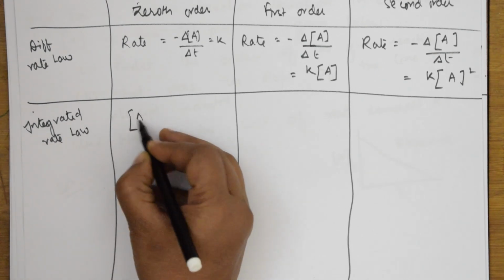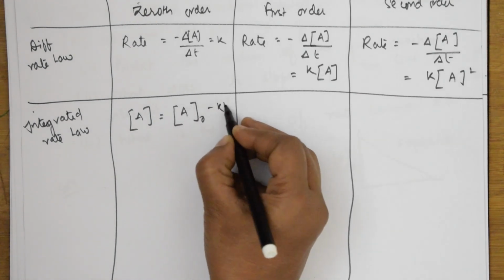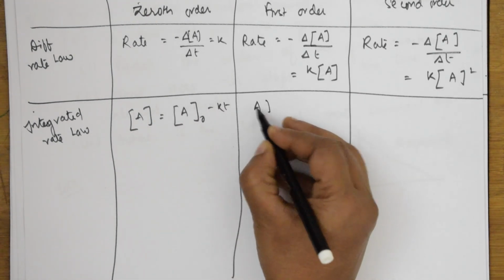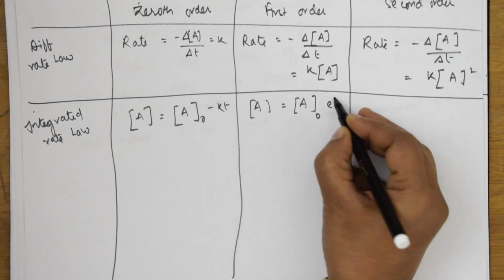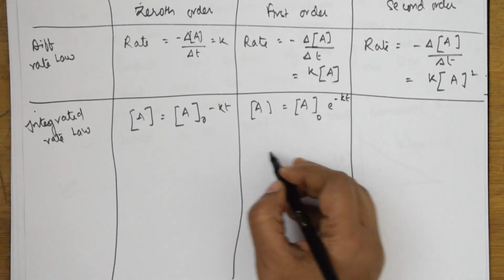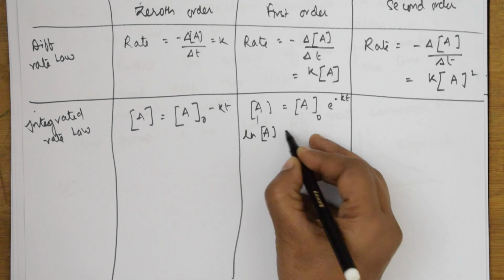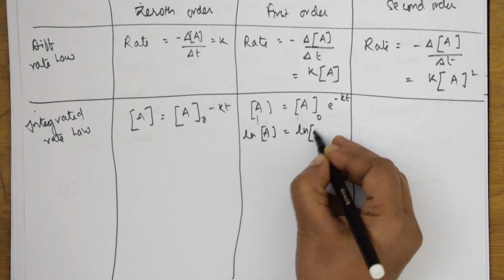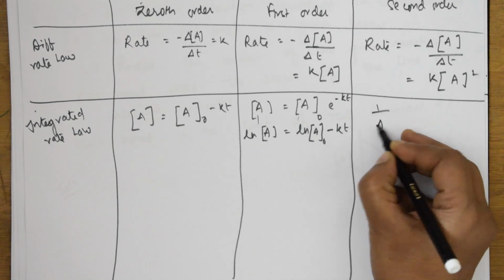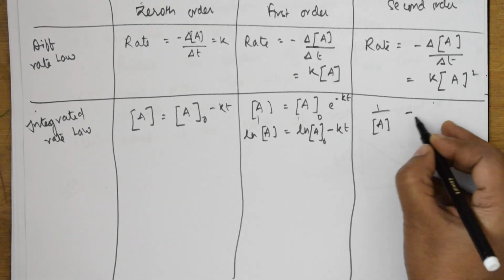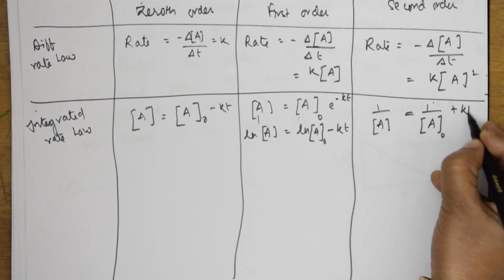Next one which you should remember: A is equal to A naught minus kt. Here the integrated rate equation which we've already derived is A naught e raised to power minus kt. So if I write in terms of ln A, this becomes ln A naught minus kt. And this one, 1 by A is equal to 1 by A naught plus kt.